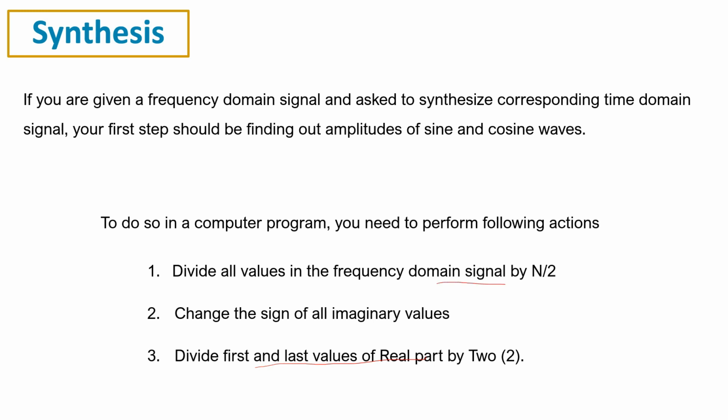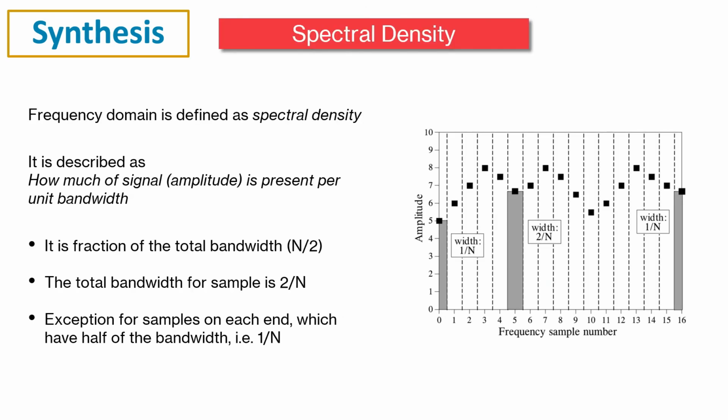The rest we divide by n over 2, but the first and the last point by n only. Why is that so? The frequency domain is defined as the spectral density, and spectral density is how much of the signal amplitude is present per unit bandwidth. We find the bandwidth by drawing lines between these samples, right in the middle of the difference between two samples.